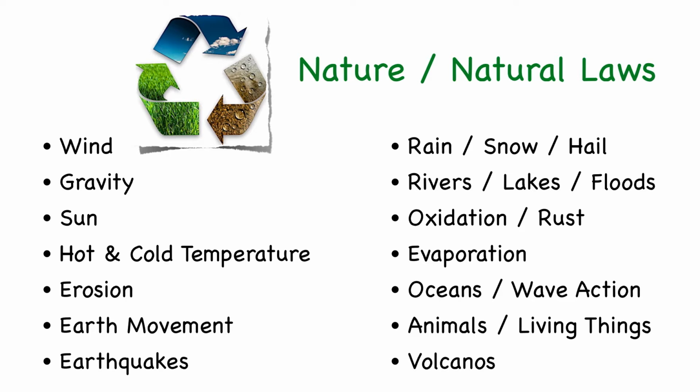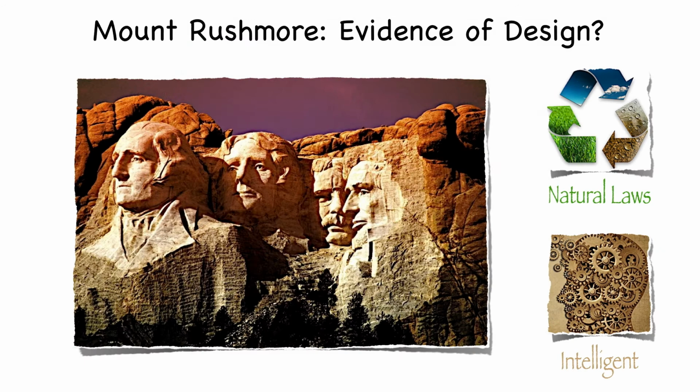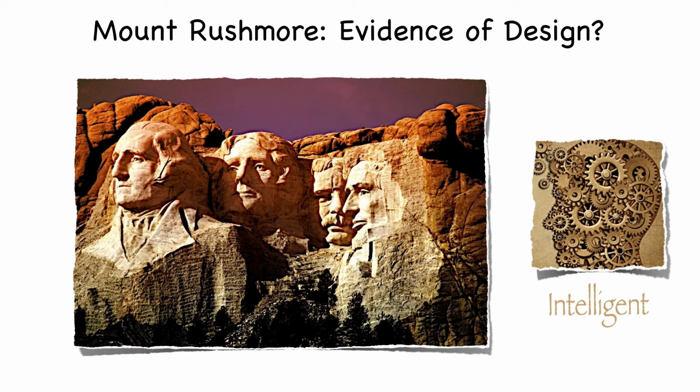Now, up on the top, you see the image with the blue, brown, and green arrows. Well, we're going to be using this image throughout the course to represent nature and natural laws. So, when you see it, think nature and natural laws at work. Here again is Mount Rushmore. What caused the faces of the presidents that we see here? Was it nature at work? Wind and erosion? No, it wasn't natural laws. You know that intelligence was behind these rock sculptures.